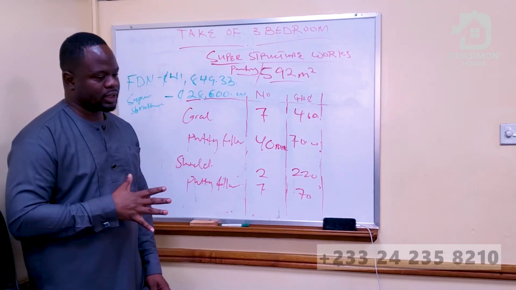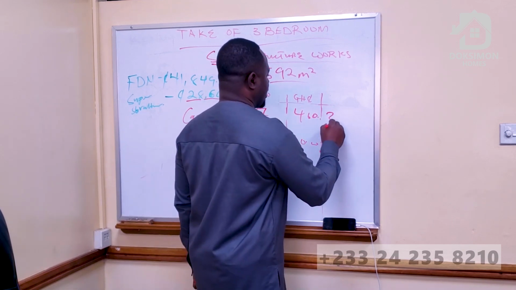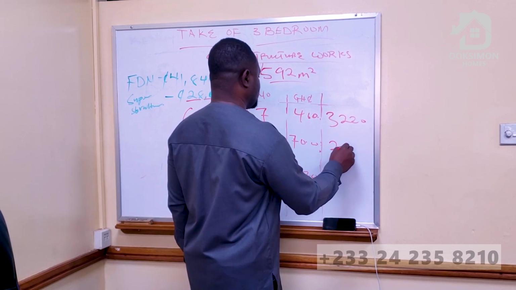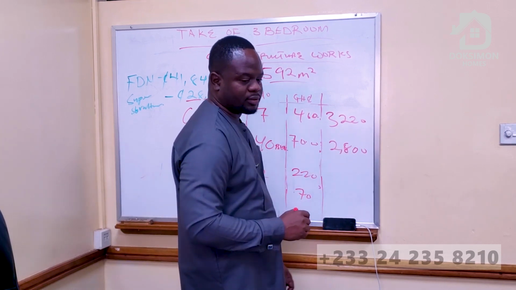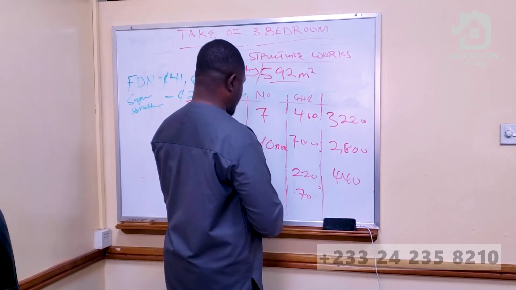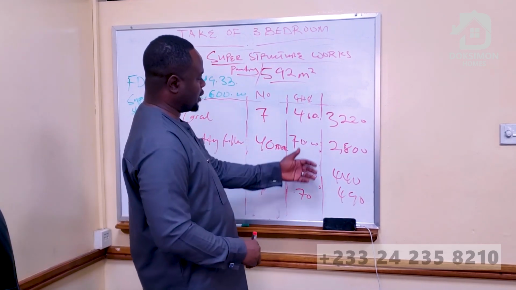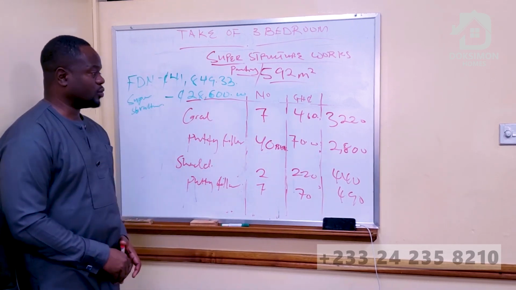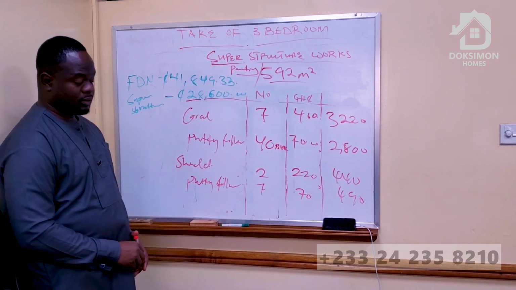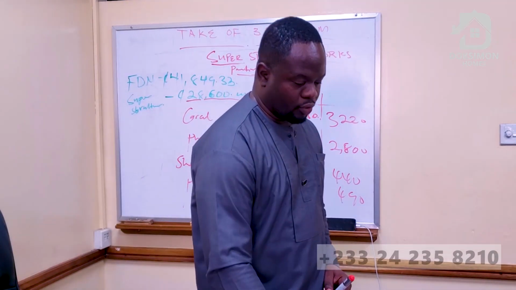Alright, so we are saying that 460, and we are looking at 3,220, and this should give us 22,800 Ghana cedis, and just 440, and then we are looking at 490. Okay, so in total you should be able to get an amount to take care of your paintworks as well as your ceiling as described in the drawing.